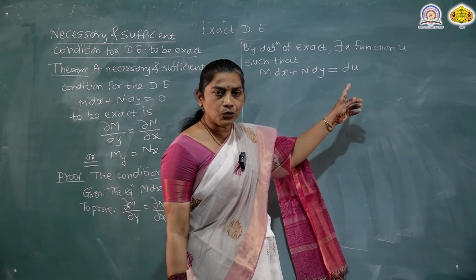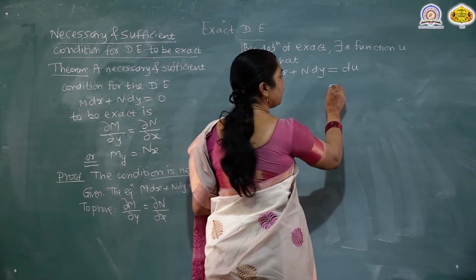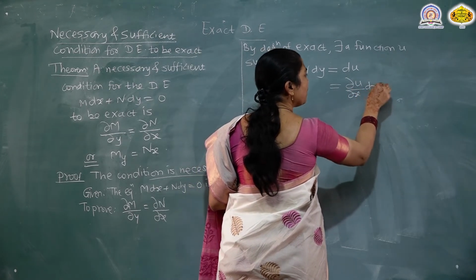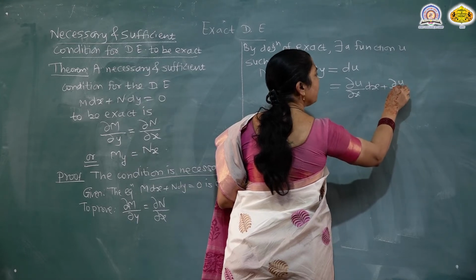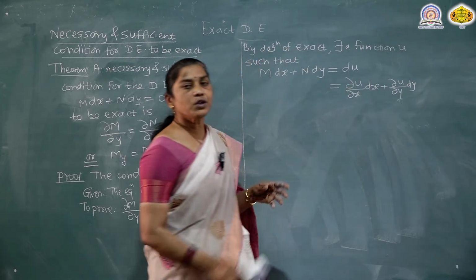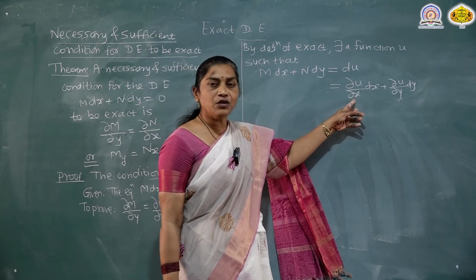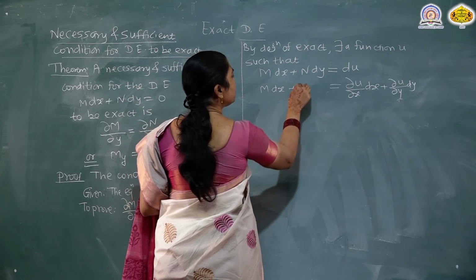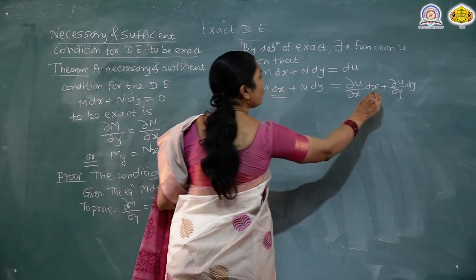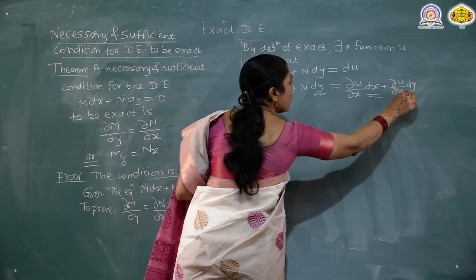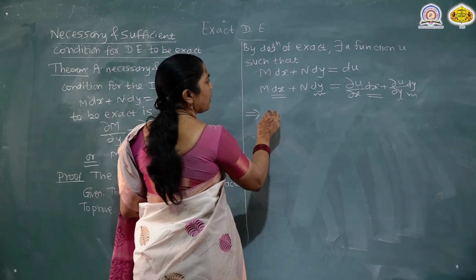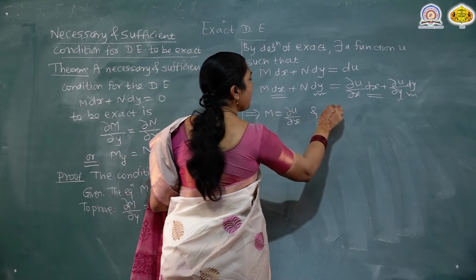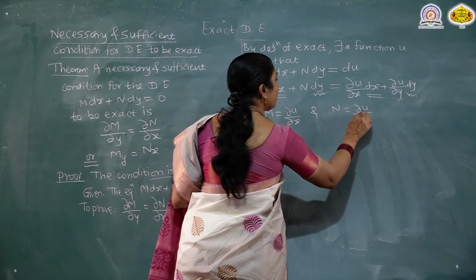From calculus, we know that du, that is the total derivative, is nothing but ∂u/∂x dx plus ∂u/∂y dy. So from calculus we know that the total derivative is always equal to this. Now on both sides compare the coefficients of dx and the coefficients of dy. Comparing the coefficients, we get M is equal to ∂u/∂x and N is equal to ∂u/∂y.